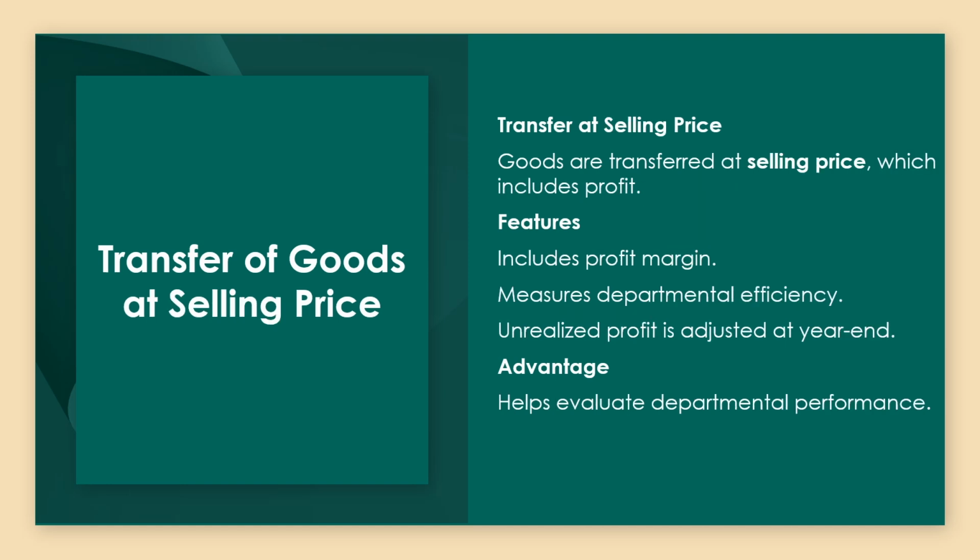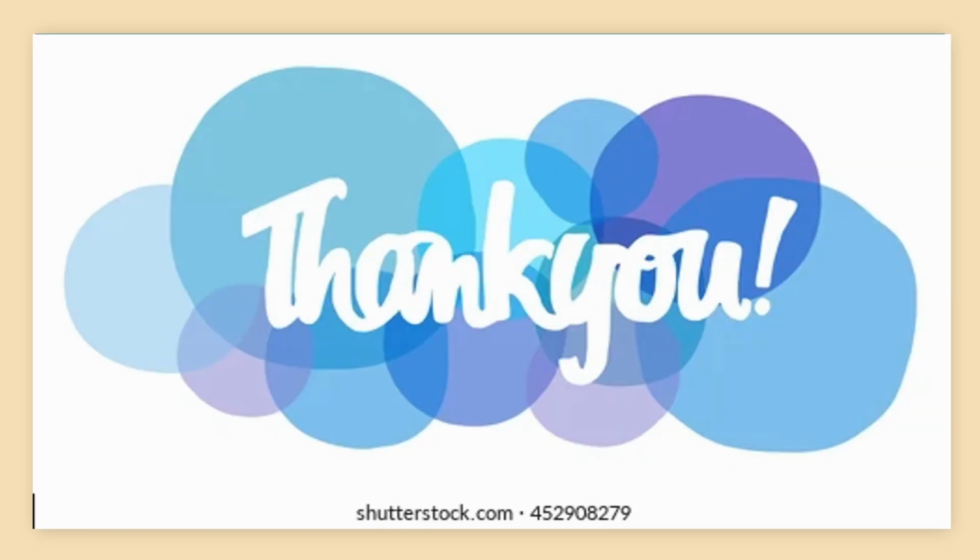Transfer of goods at selling price. In the organization, goods are transferred between departments at the selling price instead of the cost price. Features include departmental profit, which helps to evaluate departmental efficiency. Unrealized profit must be adjusted at the end of the accounting period. Advantages: measures departmental profitability easily, ensures departmental efficiency, and helps to compare departmental performance.